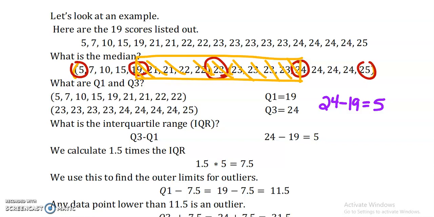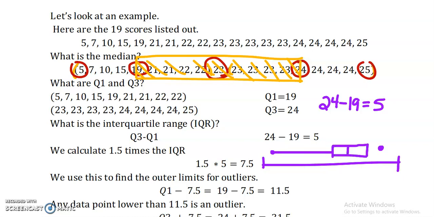So then we have to figure out what is 1.5 times that. So, just for giggles here, I'm going to draw my box plot. So I've got a max of 25, a min of 5. We're going to call that, let's see, a quartile 1 of 19, a quartile 3 of 24, and a median of 23. There we go, that's about right. So here we go, we're looking at what's the range here. The range here is 5.